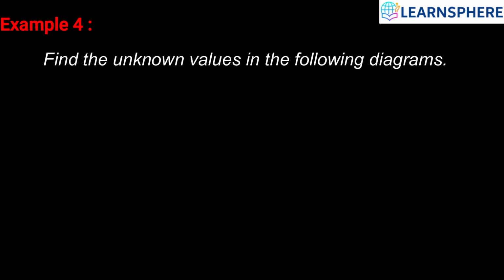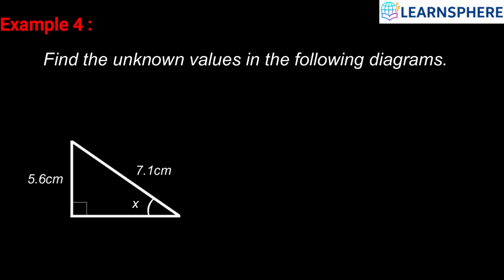Let's go on to example 4, where we have the question of find the unknown values in the following diagrams. For this triangle, we have to find the value of x, which is the angle. And we are given 5.6 cm and 7.1 cm. The first step is to always label the opposite, adjacent, and hypotenuse sides. And in this triangle, 5.6 cm is opposite of the angle, so we can label it as opposite. Next, 7.1 cm is opposite of the 90-degree angle and is the hypotenuse. And we want to find x, which is the angle.